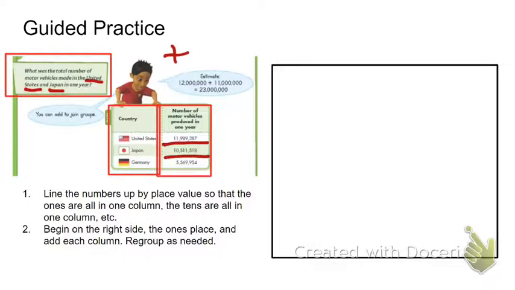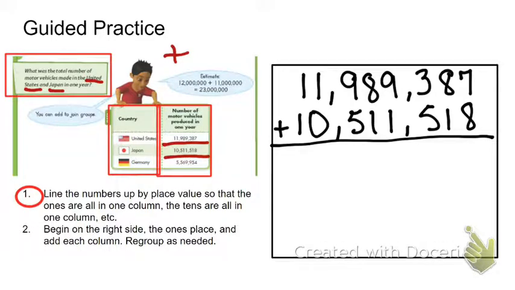When we add numbers, we want to make sure that we line the numbers up by place value. So let's do that now. All right, in the United States, they produced 11,989,387 vehicles, and in Japan, they produced 10,511,518 vehicles. You can see that I have lined the numbers up so that the ones place is over the ones place, the tens place is over the tens place, and so forth. All my numbers are in nice, neat columns.